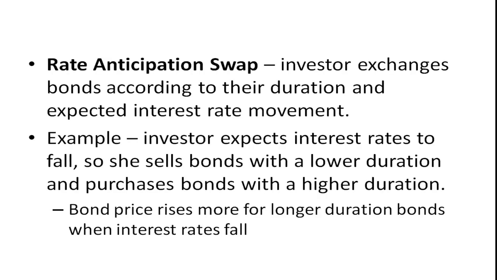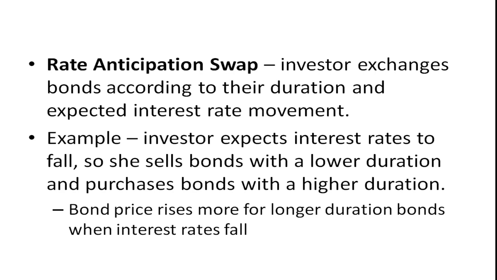Another thing that can be done is what's known as a rate anticipation swap. Investors exchange bonds according to their duration and expected interest rate movement. So, for example, if an investor expects interest rates to fall, she's going to sell bonds with a lower duration and purchase bonds with a higher duration.